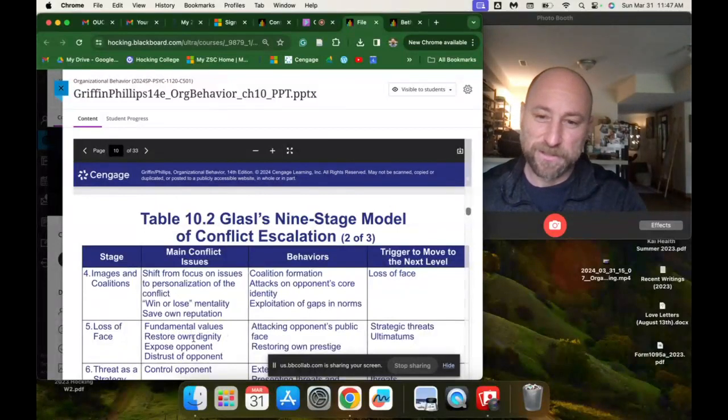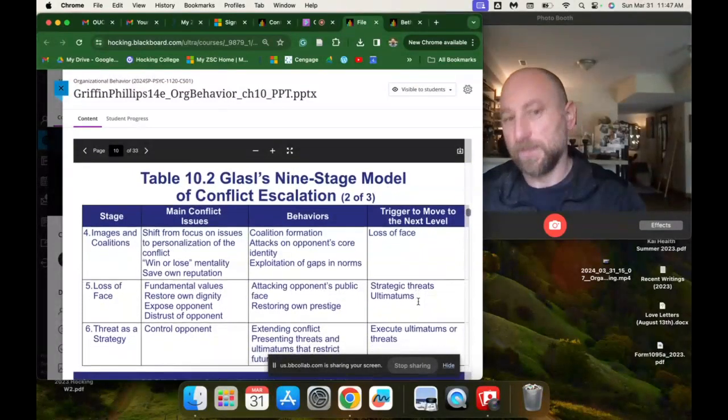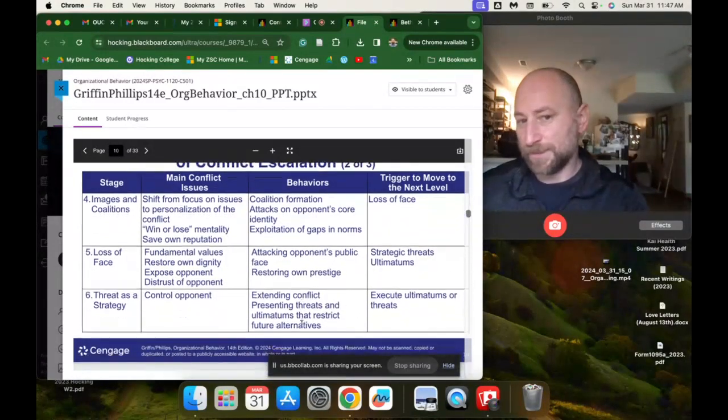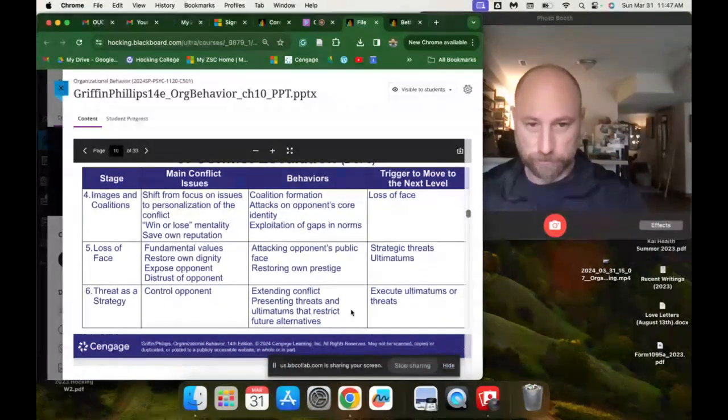Main conflict issues, fundamental values, restoring dignity, exposing opponent, distress of opponent. Here you're attacking the opponent's public face to try and restore one's own prestige. Strategic threats and ultimatums. Now you've got threat as a strategy, trying to control the opponent, which behaviors at this stage would be extending conflict, presenting threats and ultimatums that restrict future alternatives.